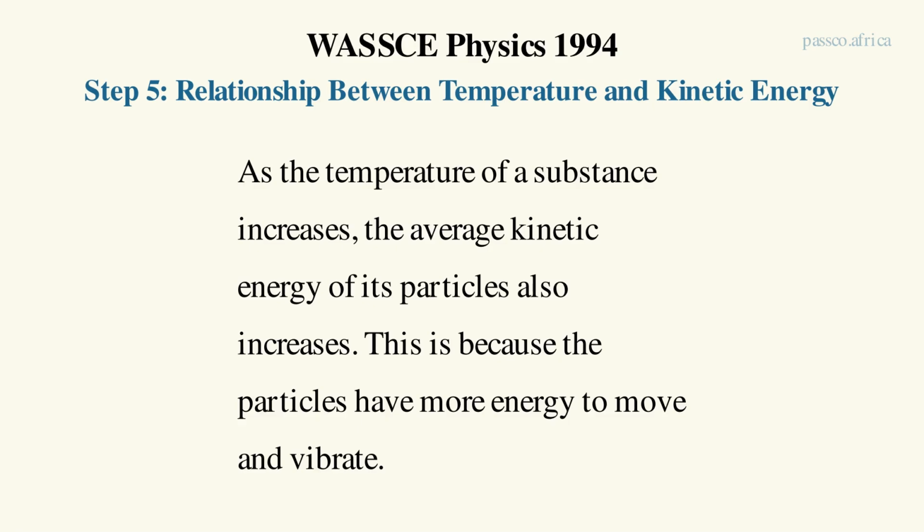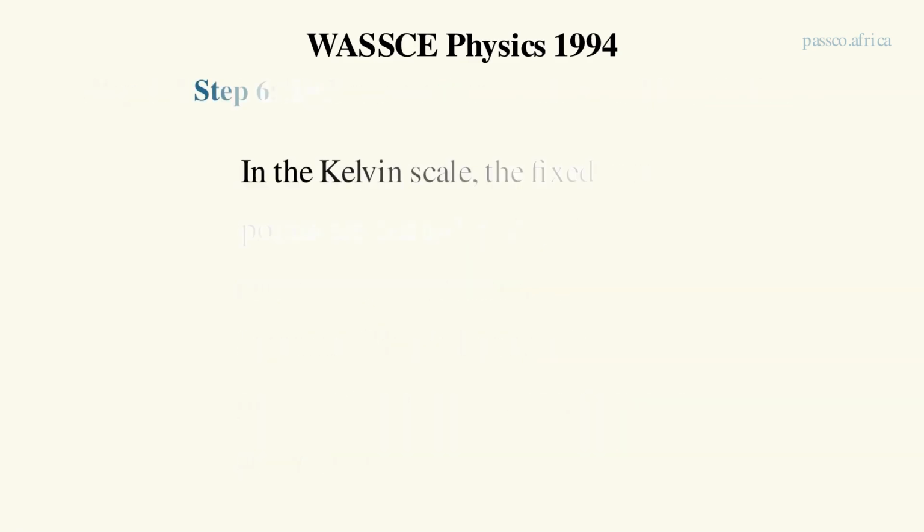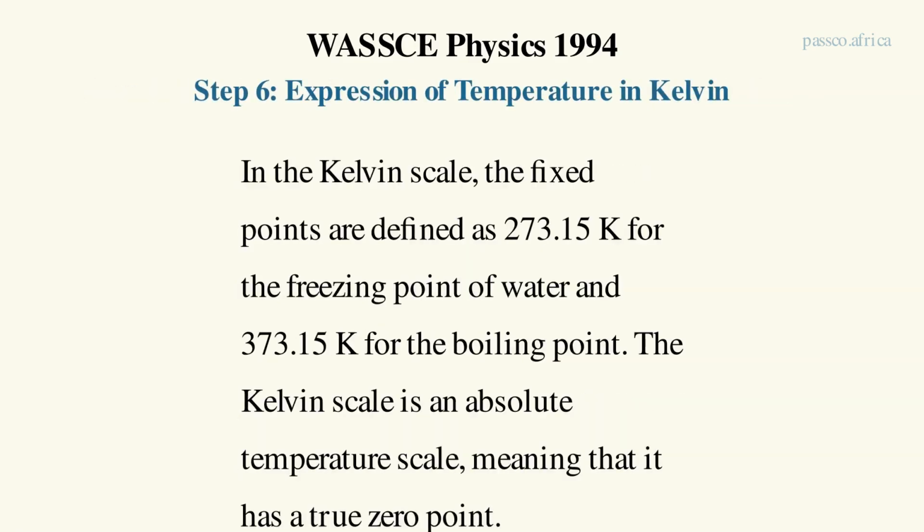Step 6. Expression of temperature in Kelvin. In the Kelvin scale, the fixed points are defined as 273.15 K for the freezing point of water and 373.15 K for the boiling point. The Kelvin scale is an absolute temperature scale, meaning that it has a true 0 point.